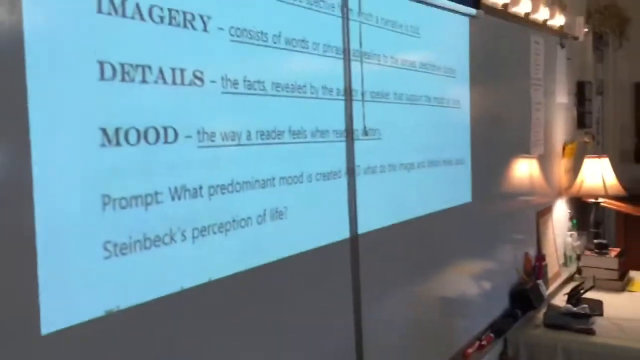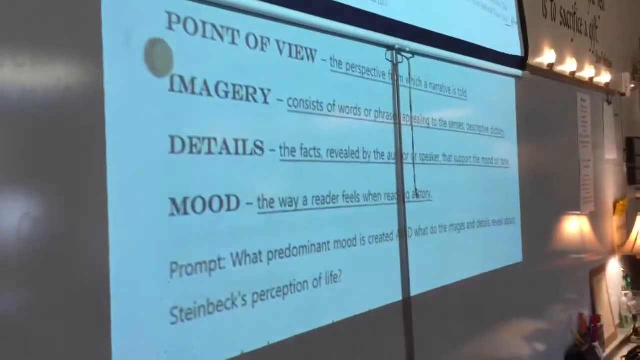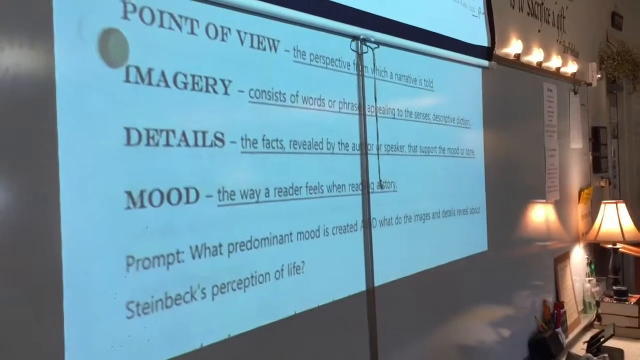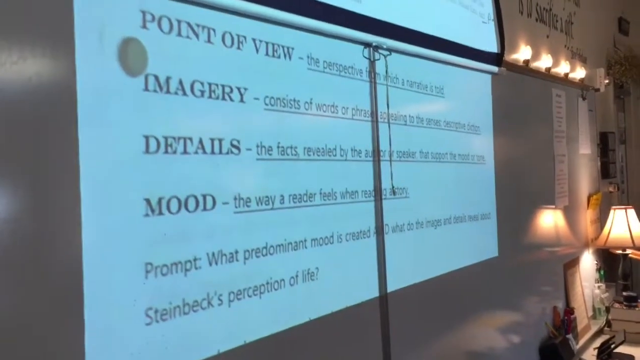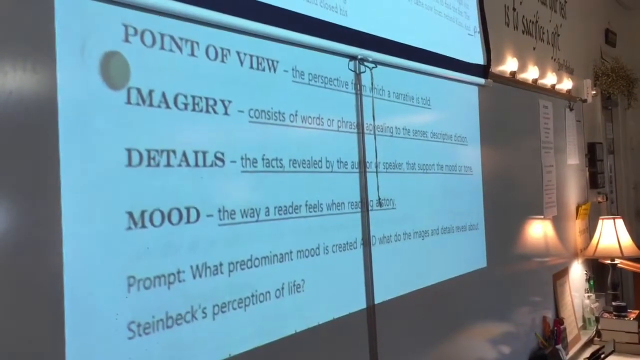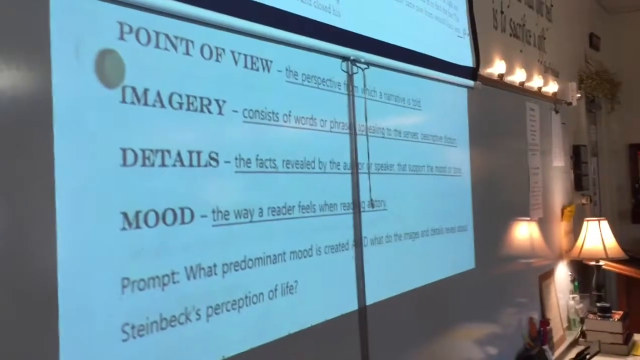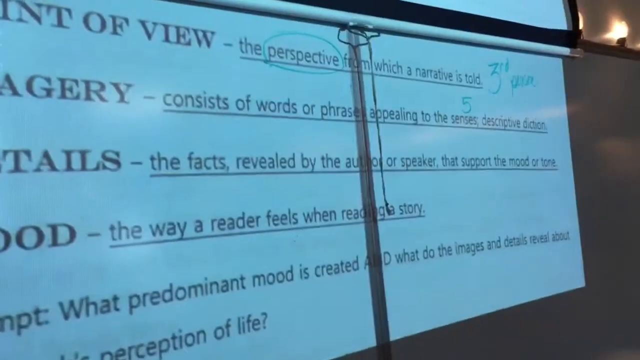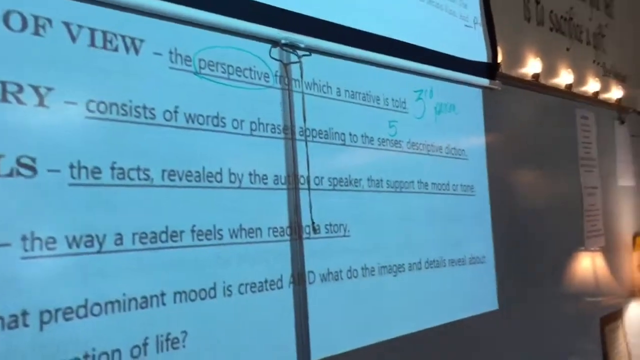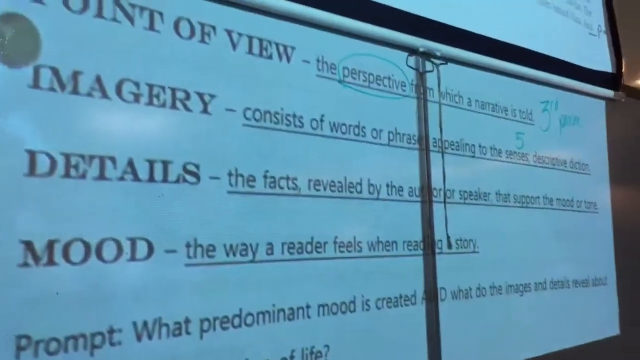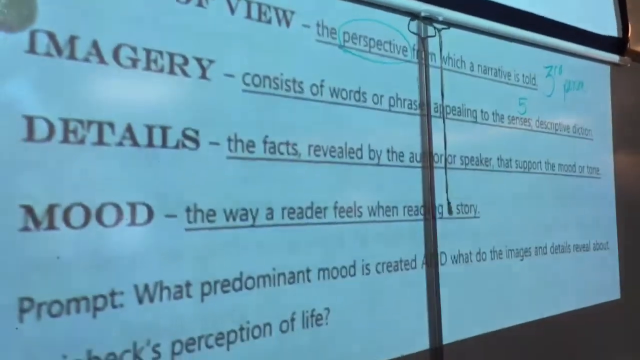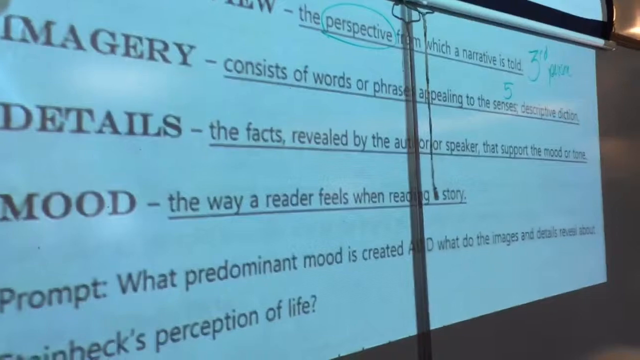Raise your hand if you know these 4 literary terms: point of view, imagery, details, and mood. Okay, I'm going to have you take some notes over these right now and underline a few things just so that we can review. Okay, so we've got point of view, and it's third person, and imagery is the 5 senses. Who can tell me the 5 senses? Go ahead, Sawyer. Sight, hearing, taste, touch, and smell. Good job, got them all.